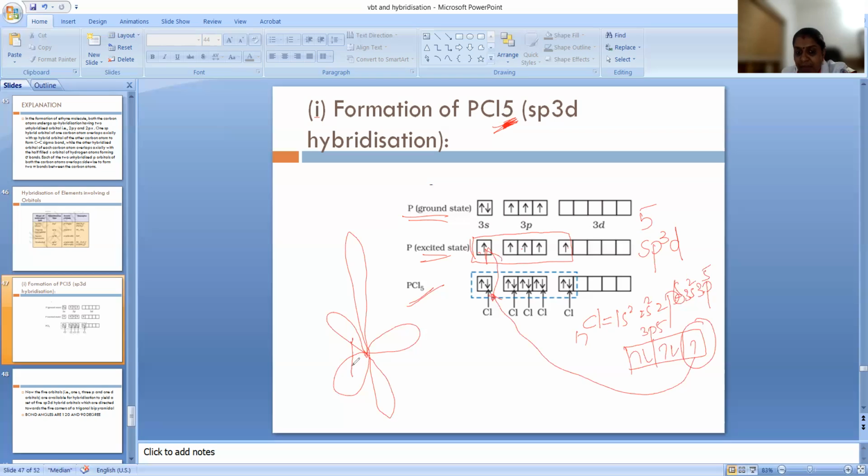We know that a trigonal bipyramidal shape we are going to get. In each of these you will get one unpaired electron, and that will be bonding with the p orbitals of the chlorine atom. Which type of bond will be forming here? Everywhere a sigma bond will be forming. So the shape, in short, we are only drawing like this.